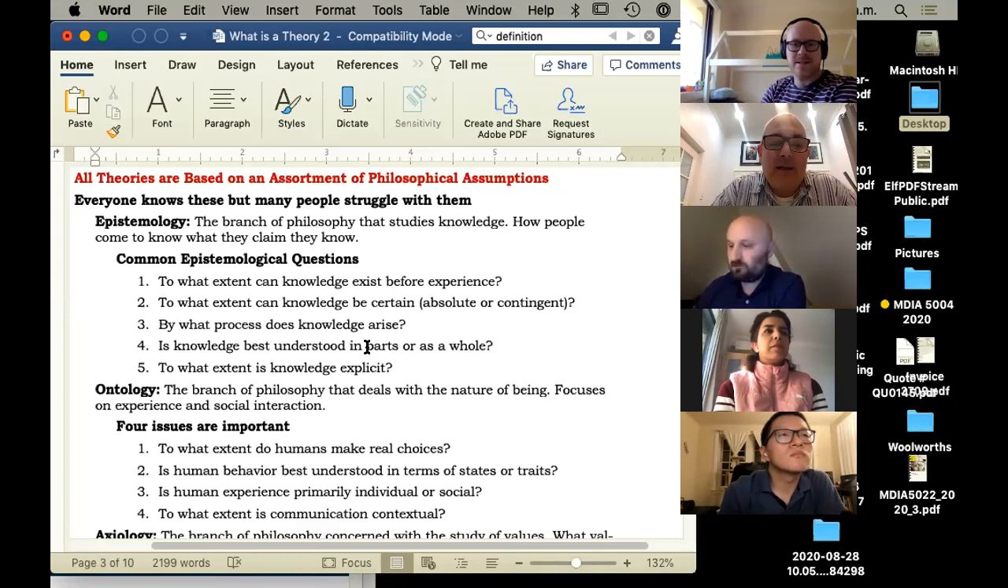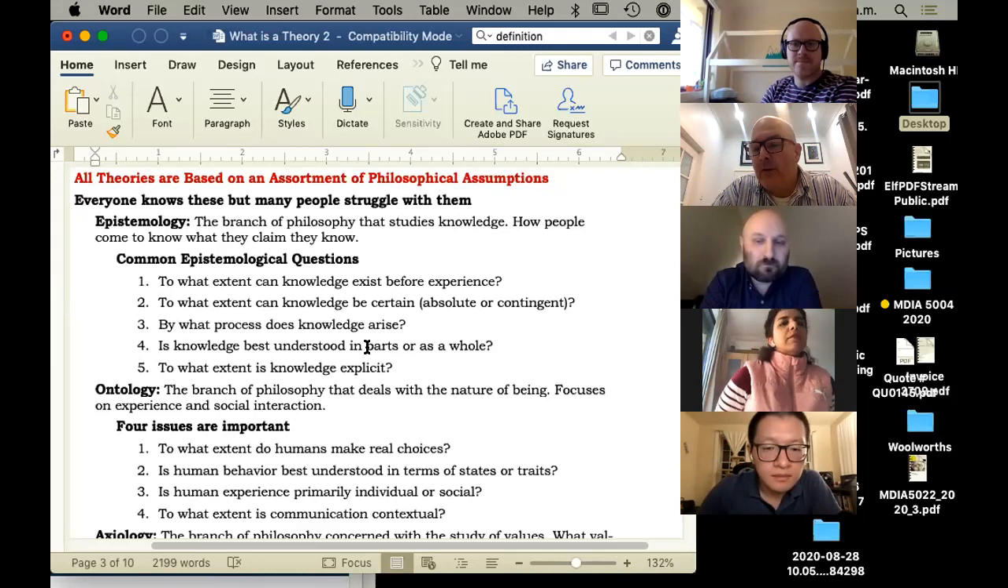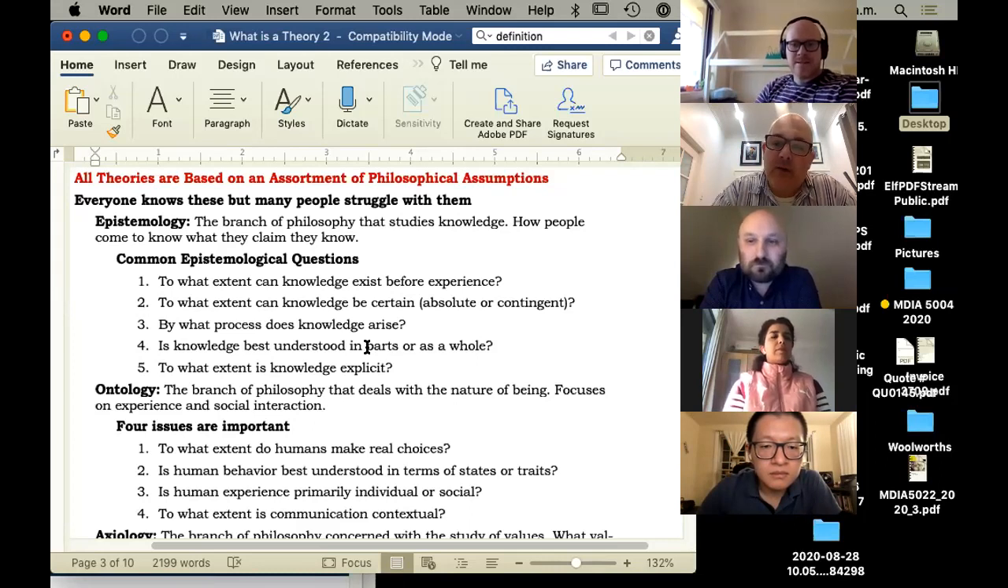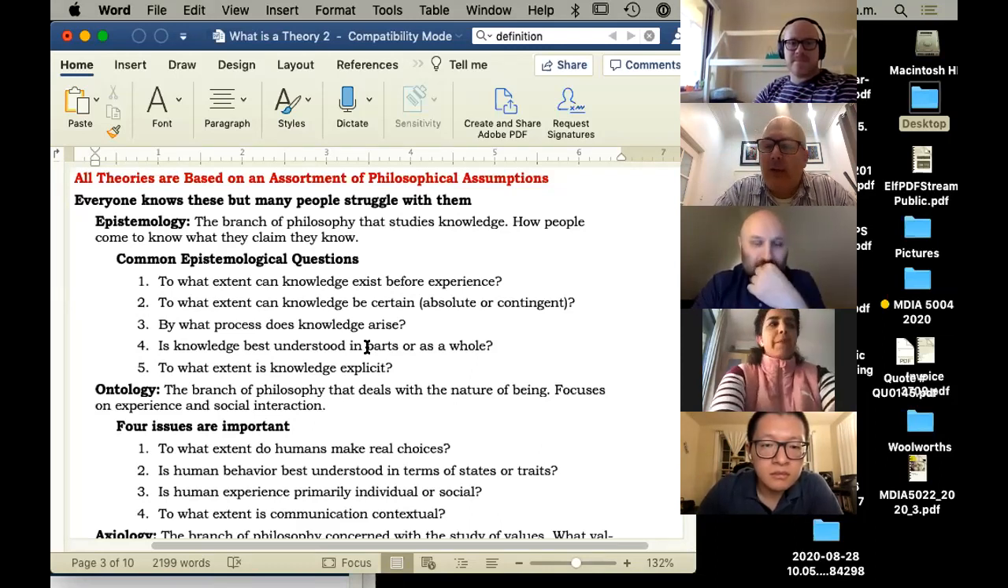To what extent can knowledge exist before experience? We have this with language, right? Does thought precede language, or did language come before, does language influence thought? How can we have language if we don't have thought, but then we know that language is part of how we think? So we have certain kinds of chicken and egg questions that are part of this, but the extent to which knowledge can exist before experience, to what extent can knowledge be certain or absolute?